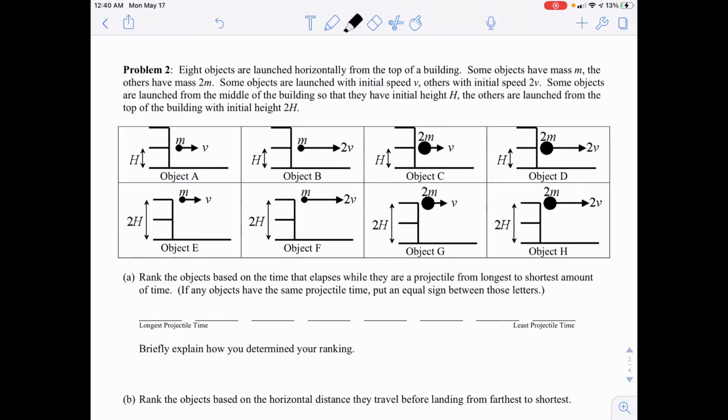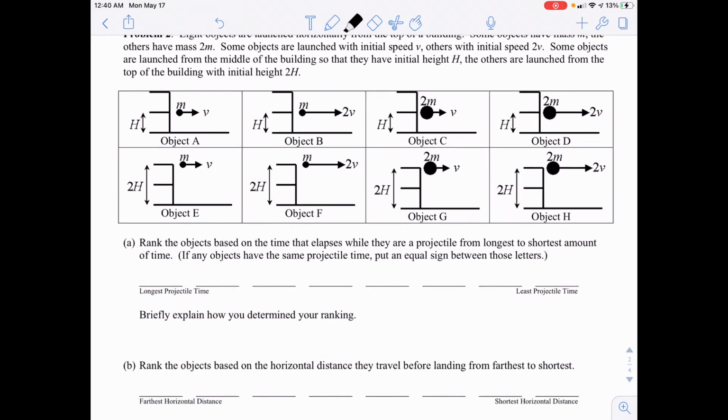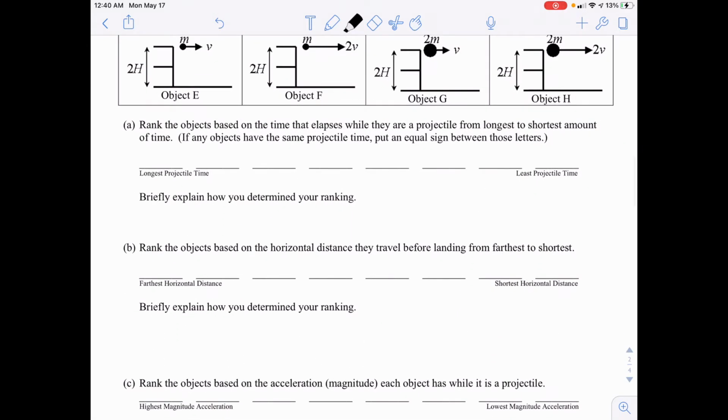In this one, we want to be able to rank various things. For instance, in part A, we're going to rank the objects based on the time that elapses while they are projectile, from the longest to the shortest amount of time. Part B, we're then going to rank them in terms of the horizontal distance they travel before landing, from farthest to shortest.